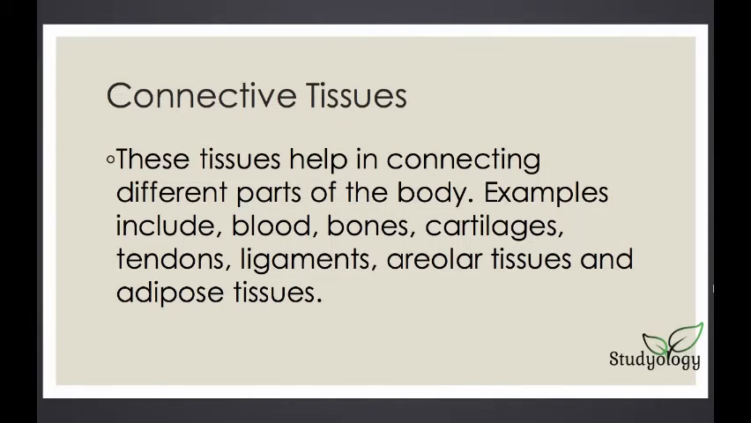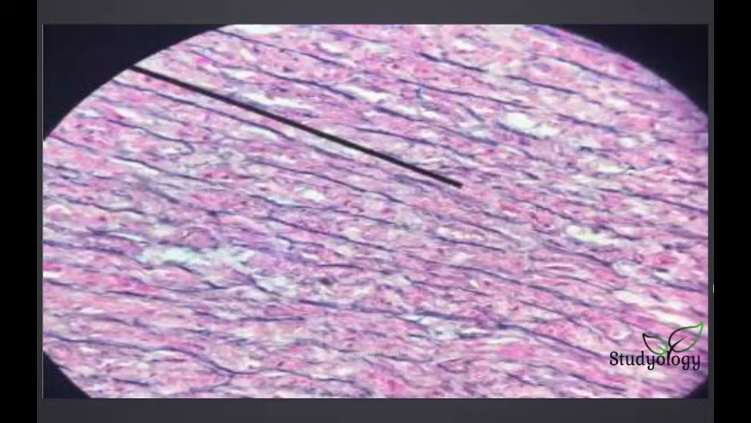Next is the connective tissue. These tissues help in connecting different parts of the body. Examples are blood, bones, cartilage, tendons, ligaments, areolar tissue, and adipose tissues. So these are tissues that help connect the bones or different parts of the body. So this is the type of a connective tissue, and we are not going much deeper on connective tissues now.